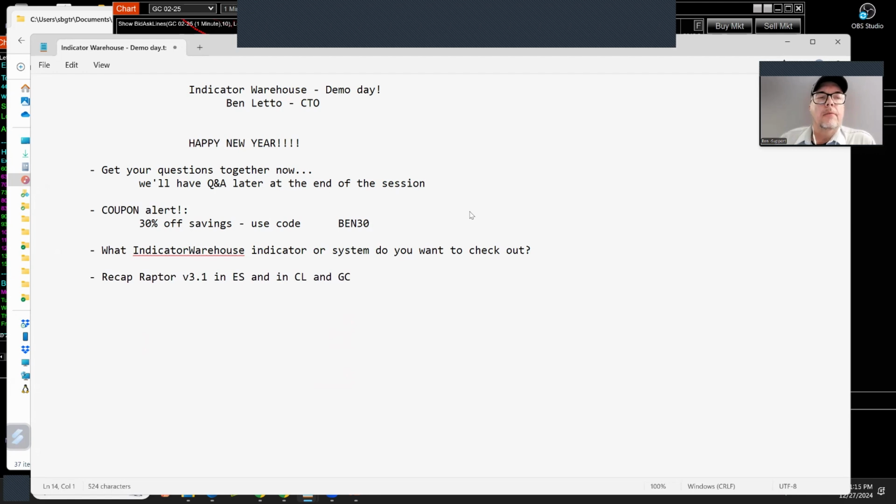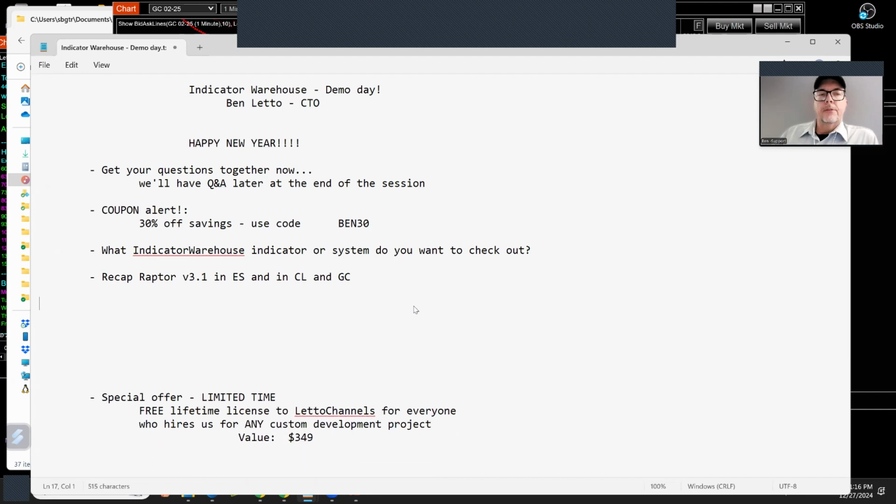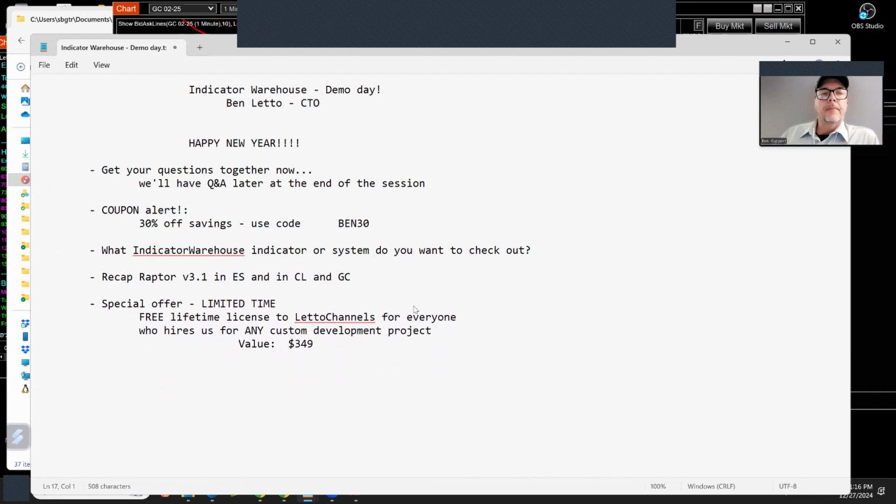Right now we're going to do a recap of Raptor version 3.1. We're going to take a look at what happened today in the ES, the CL, the GC, and maybe one or two other markets. If you have a favorite market and you want to see the historical testing of Raptor on that market, go ahead and post it. We want to answer your question and show you what Raptor has been doing.